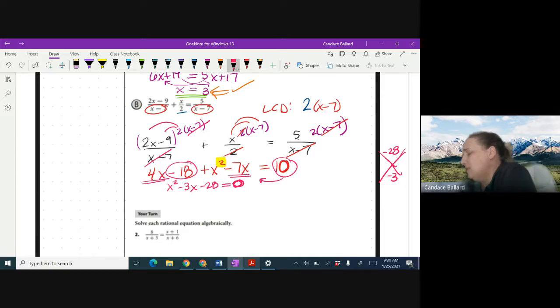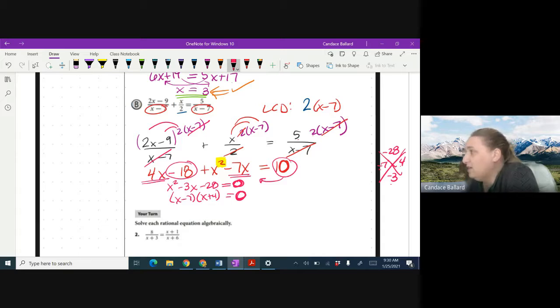All right, I'm seeing some negative 7s and 4s, so let's check that out. Negative 7 times 4 is negative 28. Negative 7 plus 4 is negative 3. I agree. So we have x minus 7 times x plus 4 equals 0.